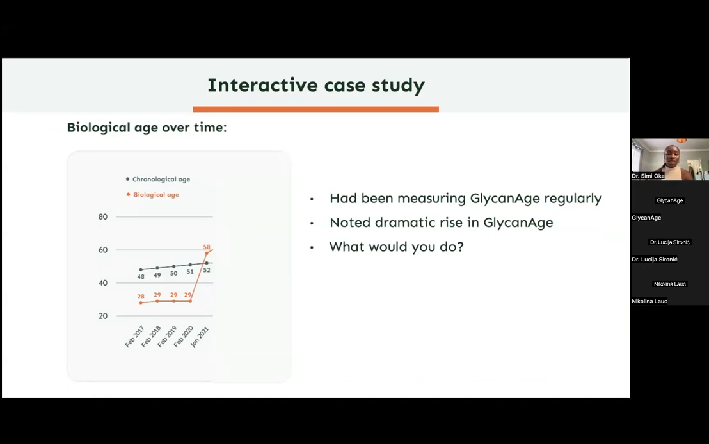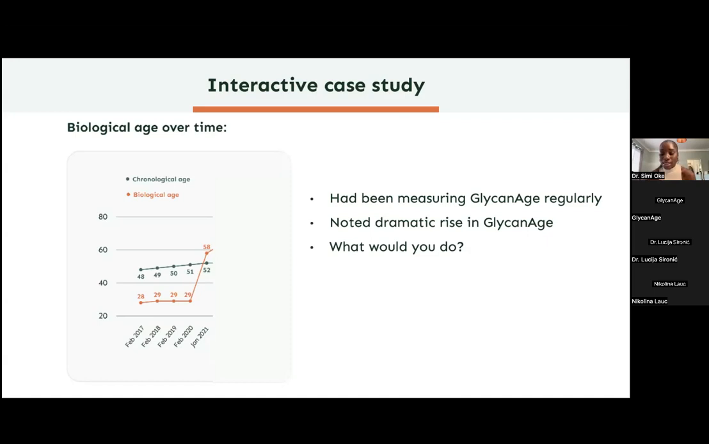Obviously that dramatic change, as Dr. Prince was saying, can be really quite hard hitting. One of the things we always encourage our clinicians to do is make sure they prime their patients and prepare them for the result, because sometimes it's a lot better than they thought it would be, and sometimes it's a lot worse. As I said, it's so much more about the change and seeing the improvements in the GlycanAge as opposed to just the initial age.